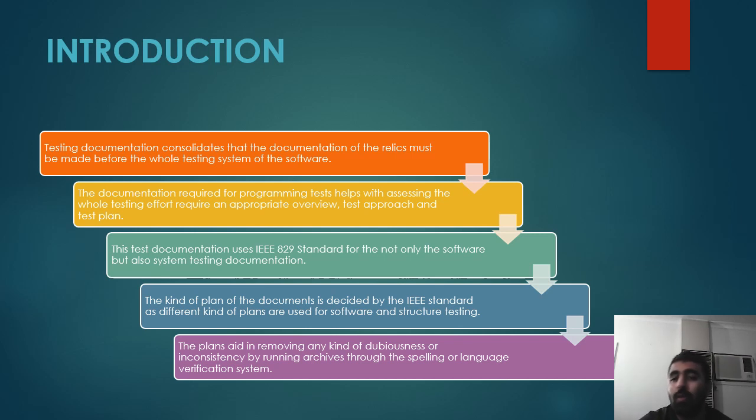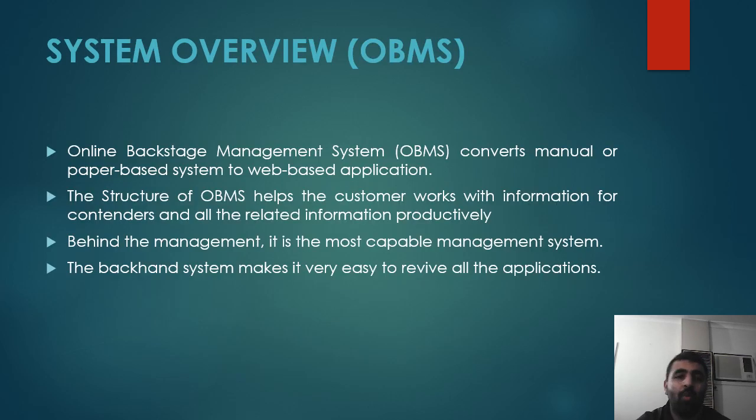Next, we will talk about the overview of OBMS. What is OBMS? OBMS is an online backstage management system that converts manual or paper-based systems to web-based applications. The structure of OBMS helps the customers to work with the information of their opponent and all the related information to get productive results. It is the most capable management system, and the backend system makes it very easy to refresh all the applications in the backend.